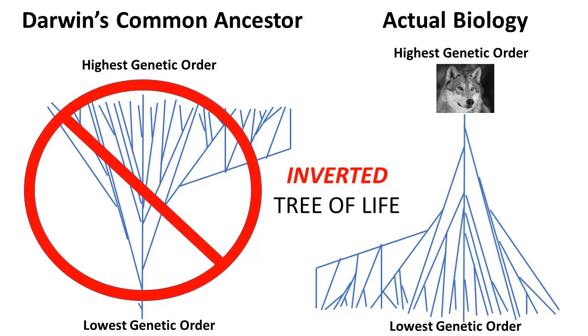The advent of DNA information and the understanding of genetics has shown that Darwin's theory did not, in fact, become vindicated by the fossil record. And it is not vindicated by genetics either. If you were to look at the way actual biology functions, it actually inverts Darwin's tree of life, and we find that the highest genetic order belongs to the original created kinds, and the lowest genetic order belongs to the species that are generated from the original kind.